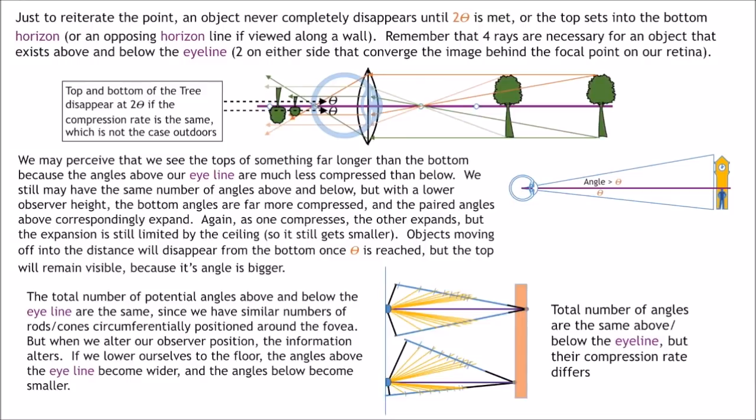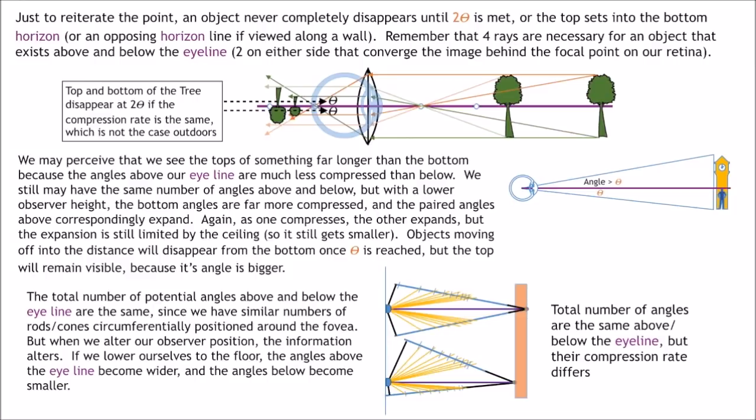Even in that case, 2 theta being met simultaneously is very rare, because for that you need the floor and the ceiling to be the exact same height away from your eye. If you're slightly closer to the floor than you are to the ceiling, then theta is met along the lower aspect of the eyeline sooner than it is above. Likewise, if you are closer to the ceiling than you are to the floor, theta is going to be met along the ceiling a lot quicker, and the object will disappear along the top.